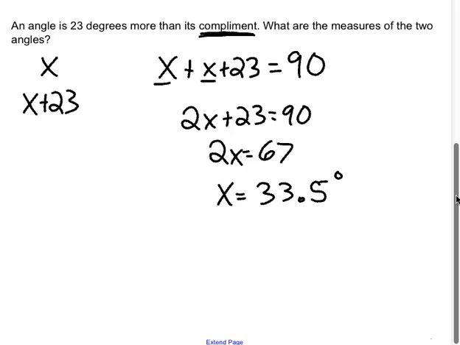So the smaller angle is going to be 33.5 degrees. The other one is 23 degrees more than that. So the other one is going to be 56.5 degrees.